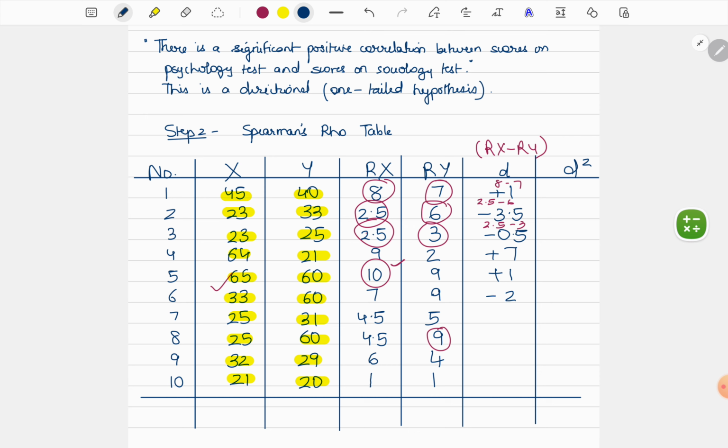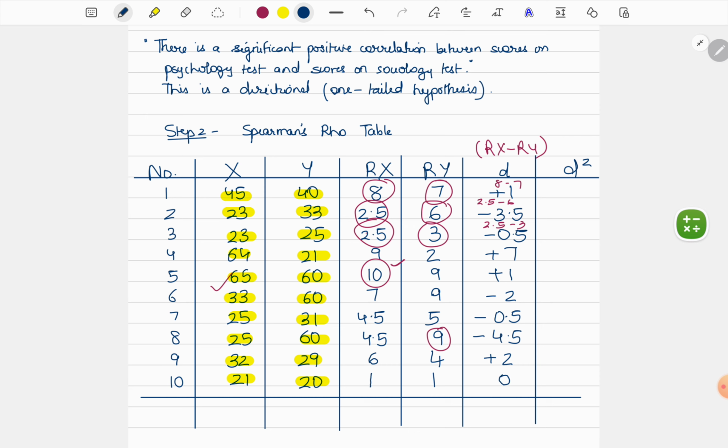Next is 4.5 minus 5, which is minus 0.5. Next is 4.5 minus 9, which is minus 4.5. Next is 6 minus 4, which is plus 2. And the last is 1 minus 1, which is 0.